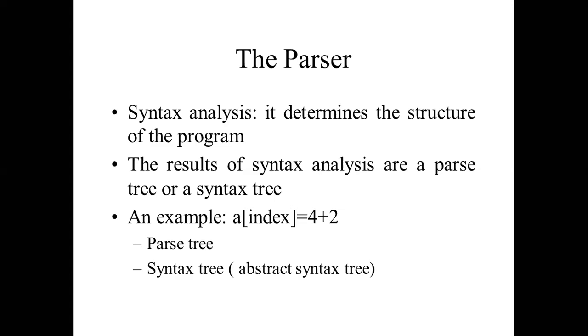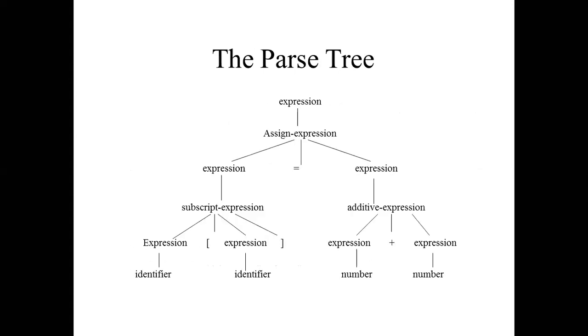Again we consider the same example, a[index] = 4 + 2. First, we will draw the parse tree for that. The parse tree we can also call the syntax tree, which is nothing but the abstract syntax tree. We are going to optimize that, and after the optimization we can prepare the tree again. So this is called the parse tree. So how can we develop the parse tree?